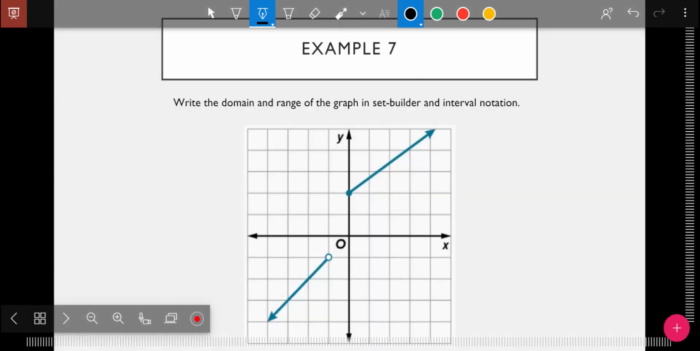All right, so let's look at a discontinuous or a non-continuous graph here and do the same thing. Domain we'll do on this side again. Range we'll do over here again.